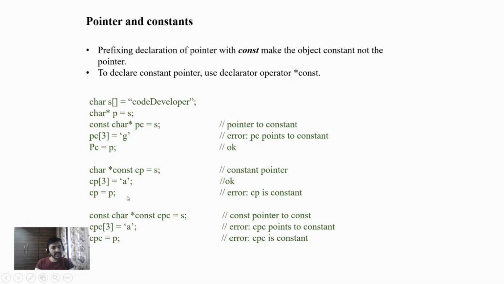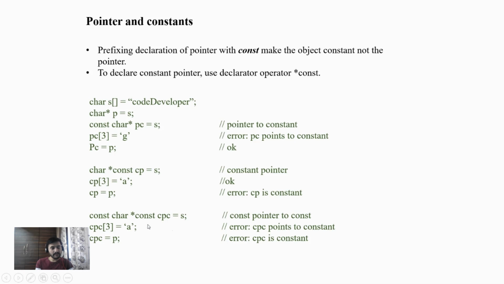So how do we create both a constant object as well as a constant pointer? So combine both the concepts. If you see the third example, I have created CPC as a pointer: const char star const CPC equal to S. So here we are creating a constant pointer to the constant object. Here the pointer is also constant, and the object it is pointing to is also constant. So we cannot change the object it is pointing to, as well as we cannot change the pointer itself. So both the things we cannot change. That's how we create a constant pointer to the constant object.